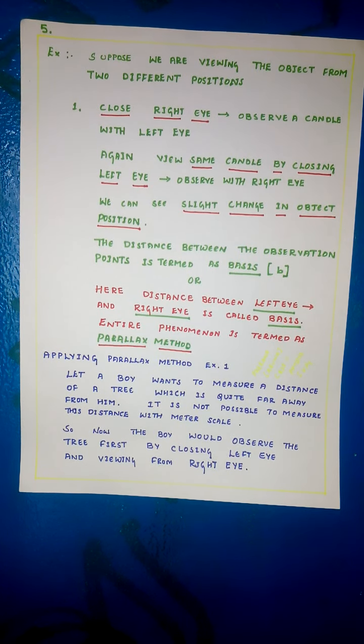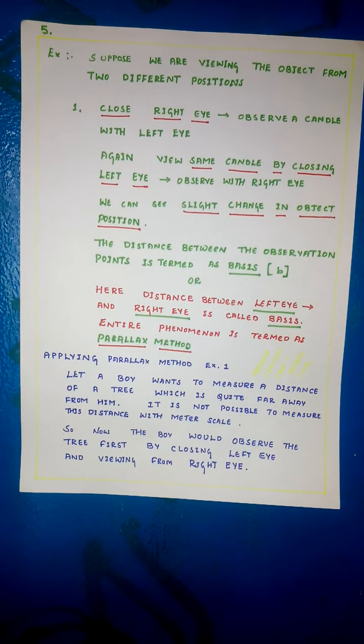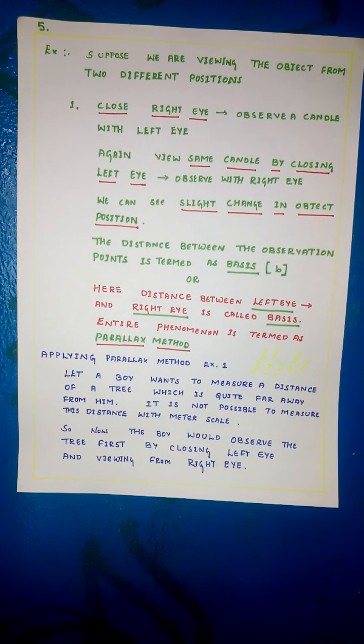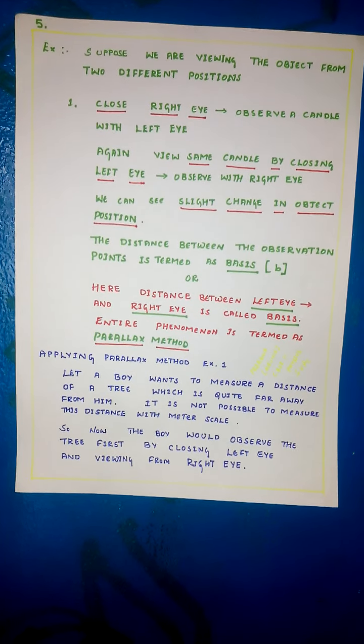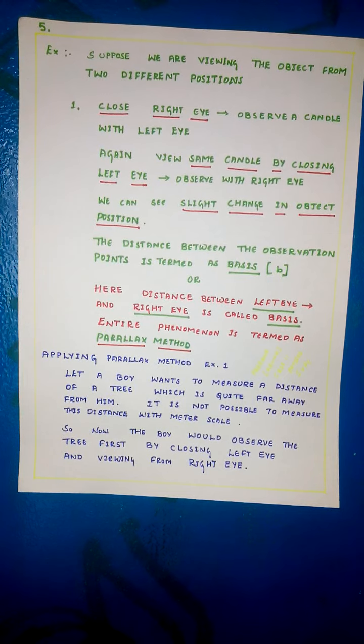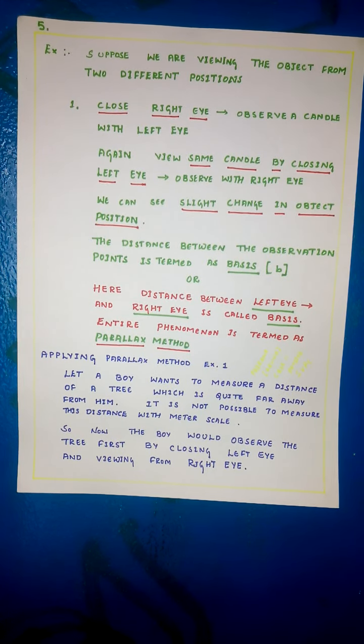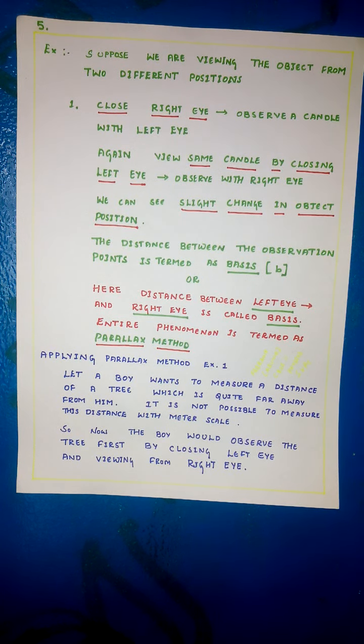So now the boy would apply the parallax method. First he'll close the left eye and observe the tree with the right eye, and then he'll close the right eye and observe with the left eye. There is a slight difference in the positions. So he'll calculate the basis, right?